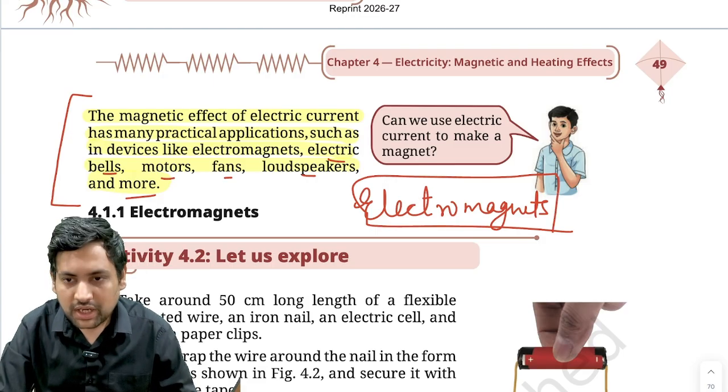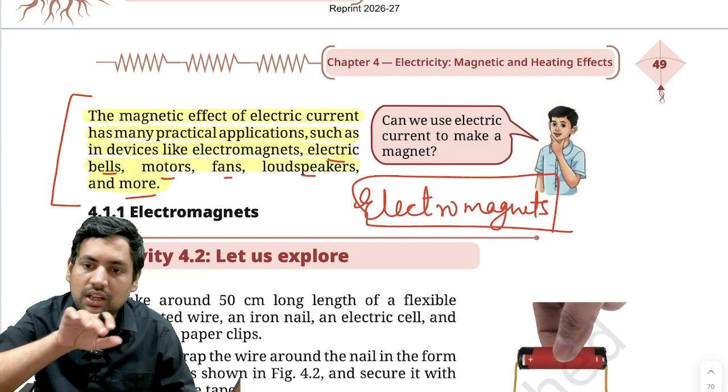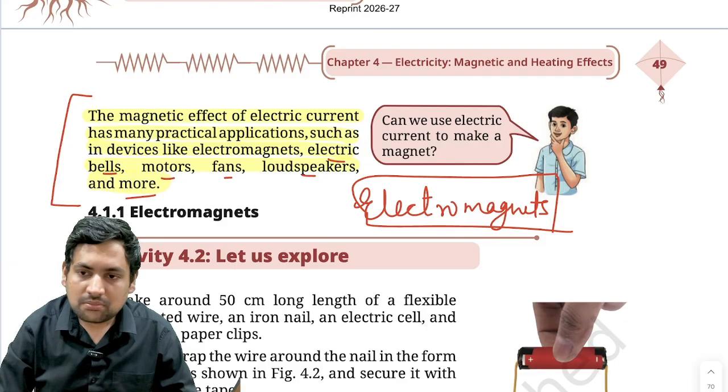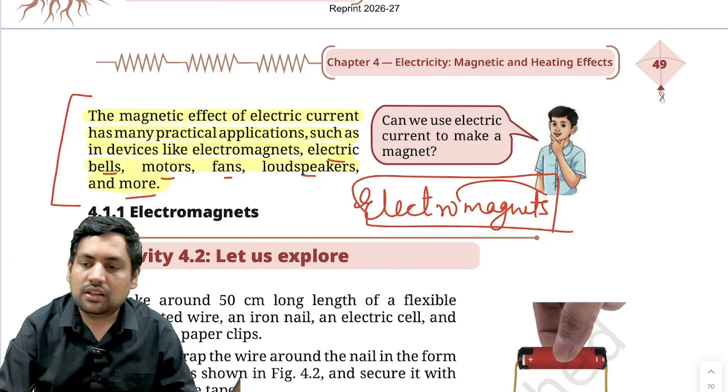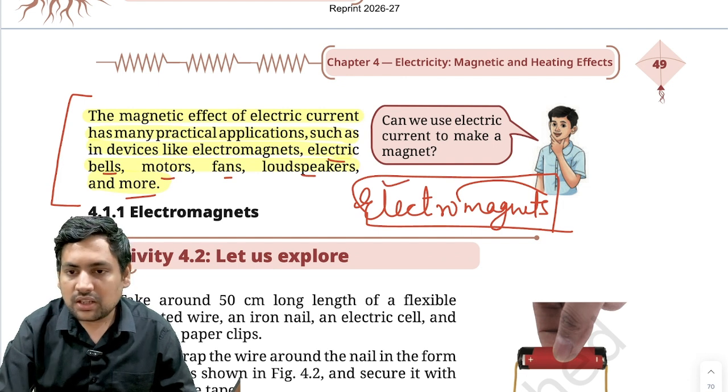What is an electromagnet? An electromagnet is when electricity is passed through something and it starts behaving like a magnet only when electricity is being passed through it. That is why they are called electromagnets.